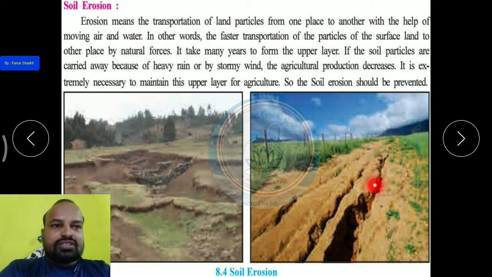Here you can see the pictures given, where the soil is eroded. There you can see that what was very plain land is now a big dig, because of the force of the water.